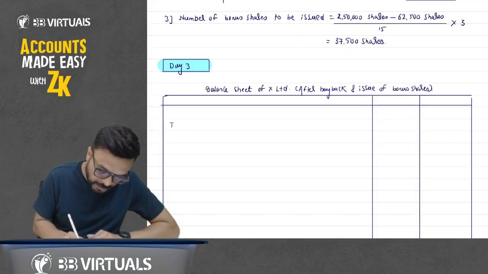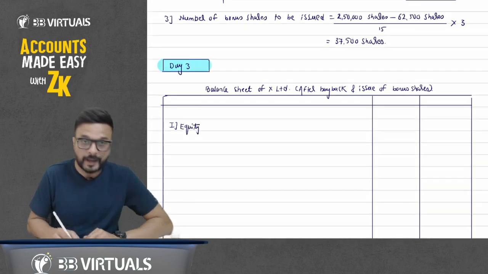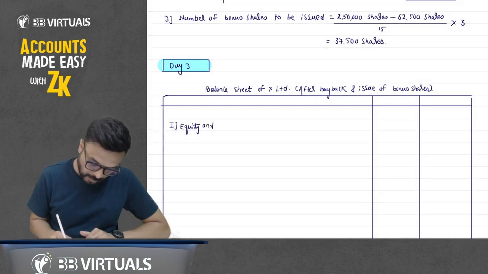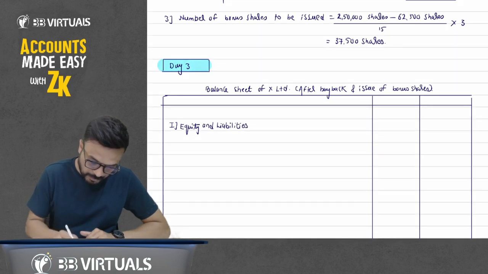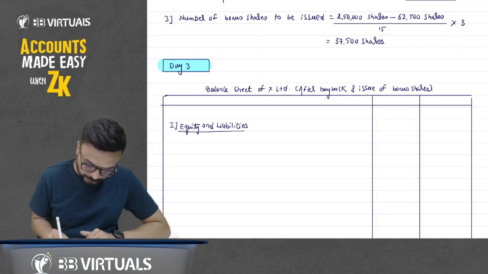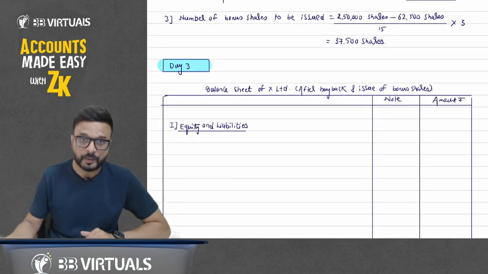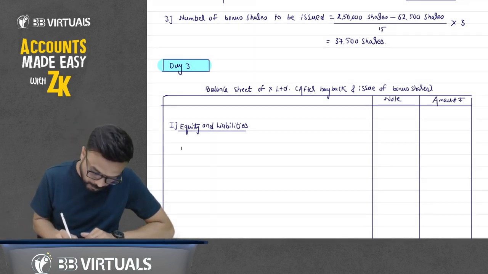First, equity and liabilities. Note, amount. So here, point number 1, shareholders funds.